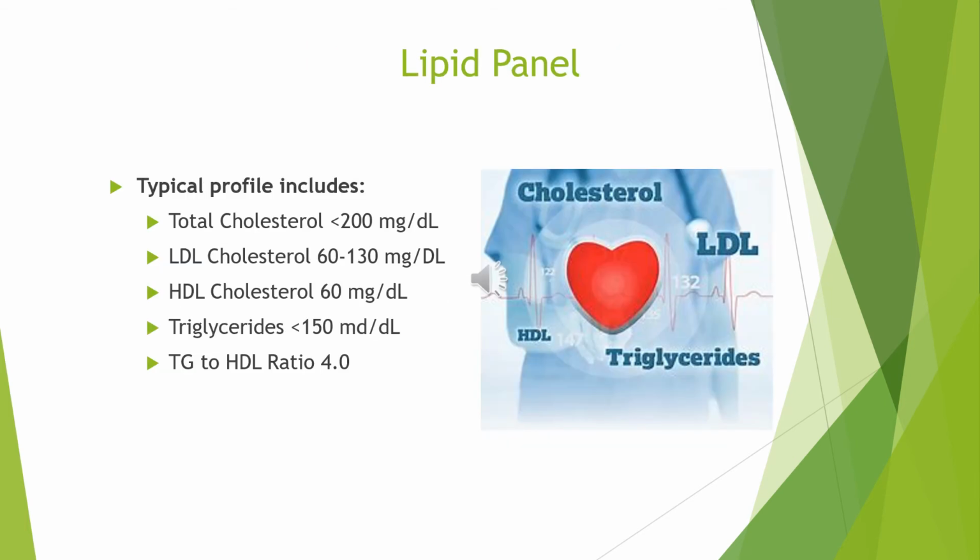All right, so here's our normal lipid profile levels. You're always going to have a total cholesterol, an LDL cholesterol, which is your bad, an HDL cholesterol, which is your happy, your good, your triglyceride level, and usually you'll have a triglyceride to HDL ratio. And so you've just got the little reference ranges there.